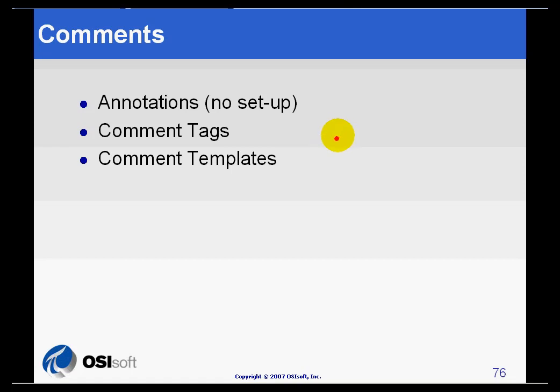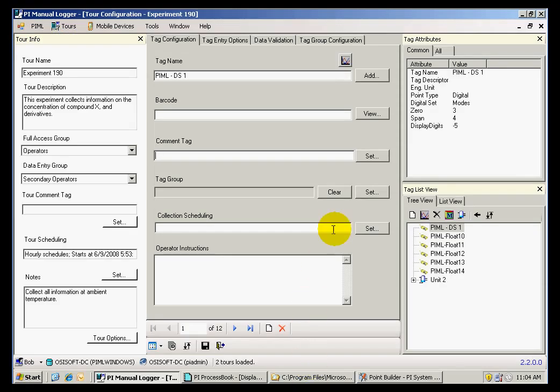In addition to that, we also have the ability to create a template that can contain some common comments to expedite the process of data collection and observations in the field. Let's see an example of this. I have my tour open, experiment 190.